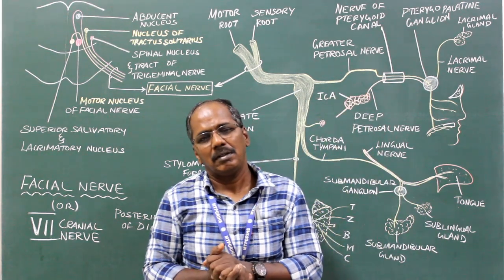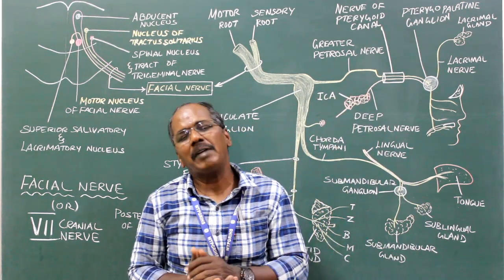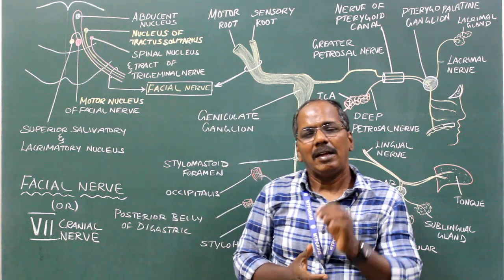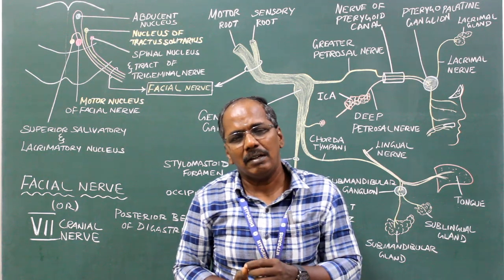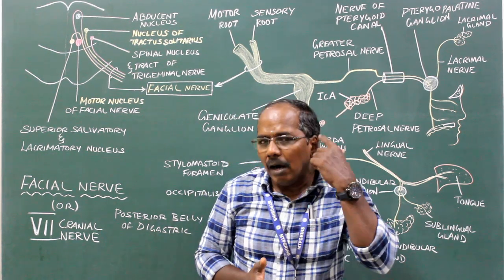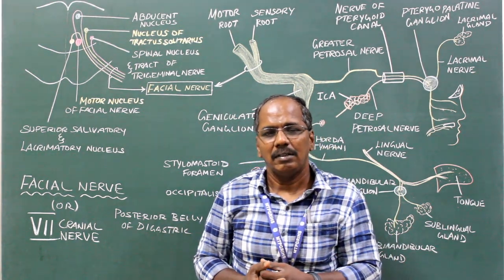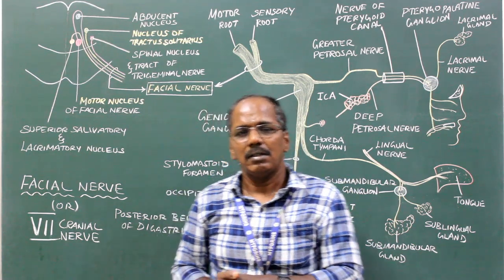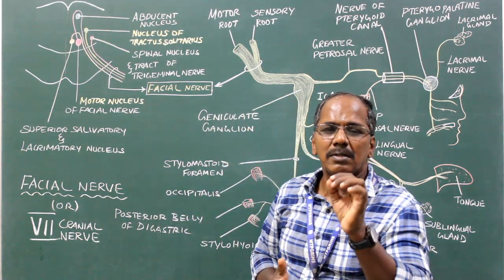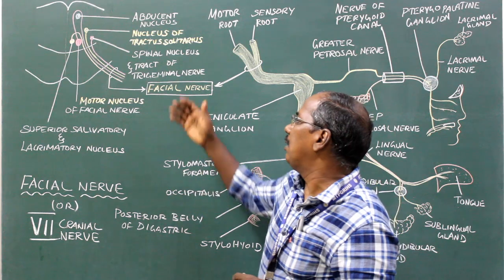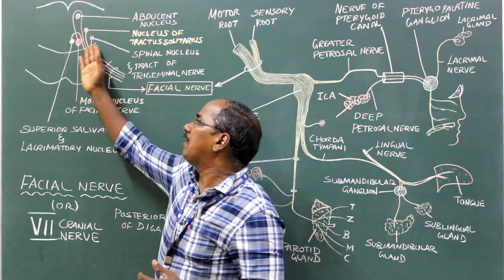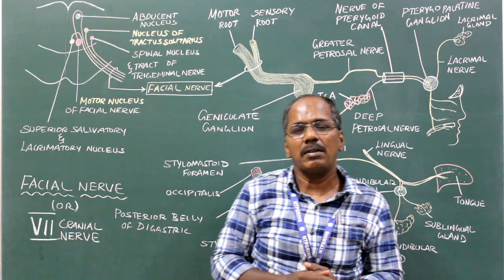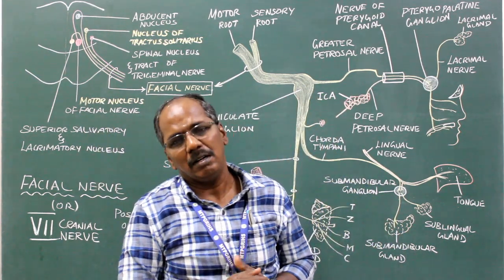Number four, general somatic afferent. It carries sensations from the skin of the auricle and terminates in the spinal nucleus of the trigeminal nerve. So these are the four nuclei and the functional components of the facial nerve.